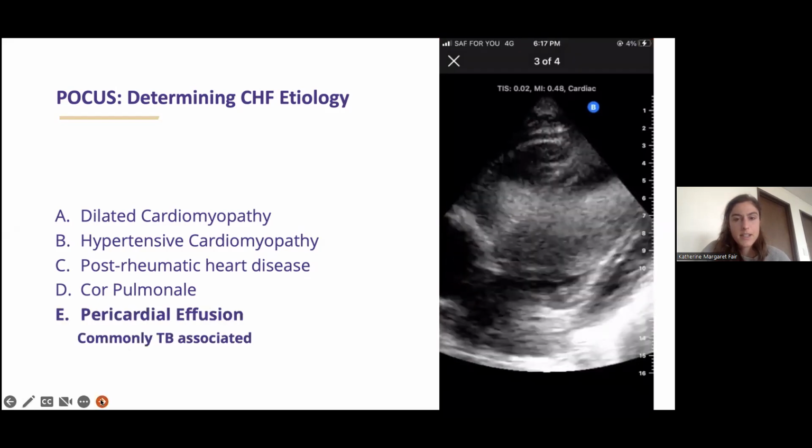Pericardial effusion in our setting is pretty commonly TB associated. I'll often screen patients with TB if they have difficulty breathing even after treatment initiation. And in the case of this patient, it was actually renal in nature when we were able to get the labs.